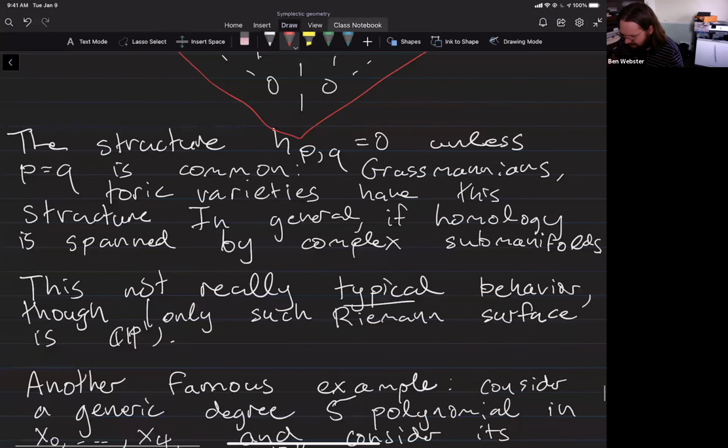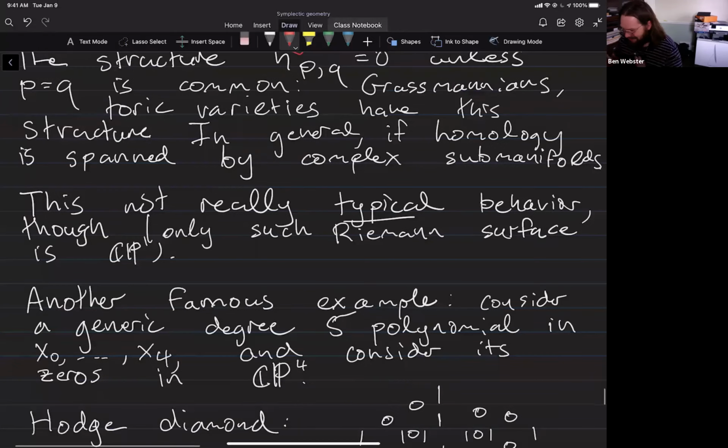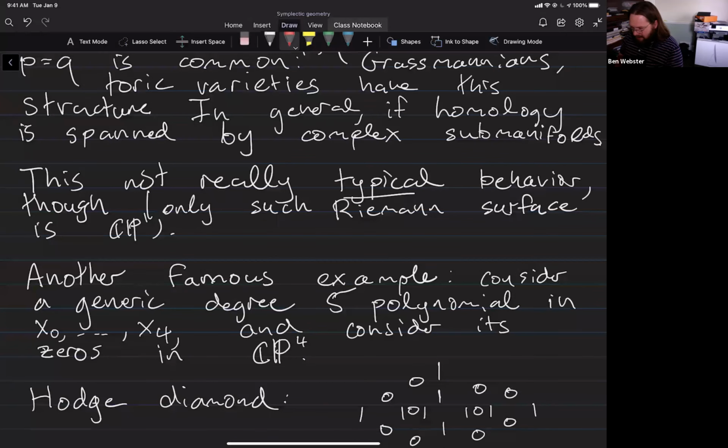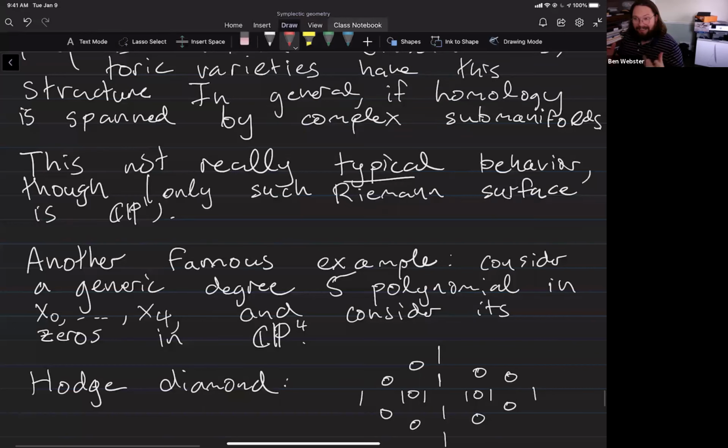Okay, yeah. Right. So this is very atypical behavior, but it's a very important kind of behavior that you see in some very important classes of varieties. And just to give you a sense, they don't all have this totally simple structure.